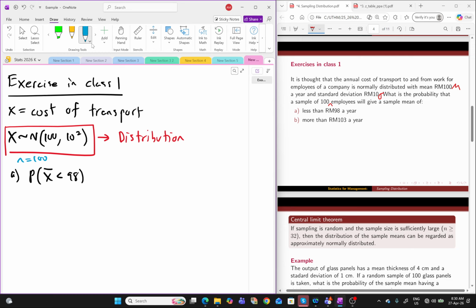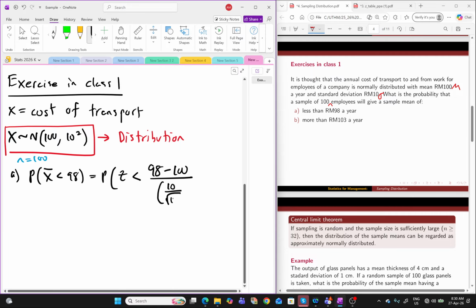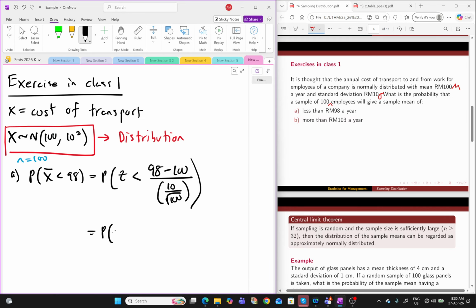So what we do, use the formula 98 minus 100 divided by standard deviation over square root of sample size. Copy this one, let me know what you get.